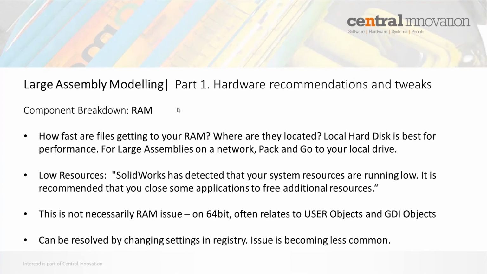So another consideration when you're looking at RAM is how fast are your files getting to your RAM? Where are they located? I would say that your local hard disk is going to be the best for performance. Large assemblies that are situated on a network, you're probably better off packing and going from that network location onto your hard drive to work with them. Networks can be real bottlenecks, and depending on how many routers you've got in between you and a server, it's going to affect the kind of speeds and performance you're going to get on your local machine.